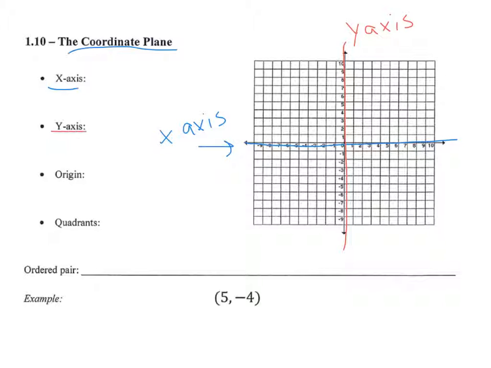The origin is where everything starts. In English, origin means where it starts. So if you were born in Europe, your origin is European. So the origin is right here.